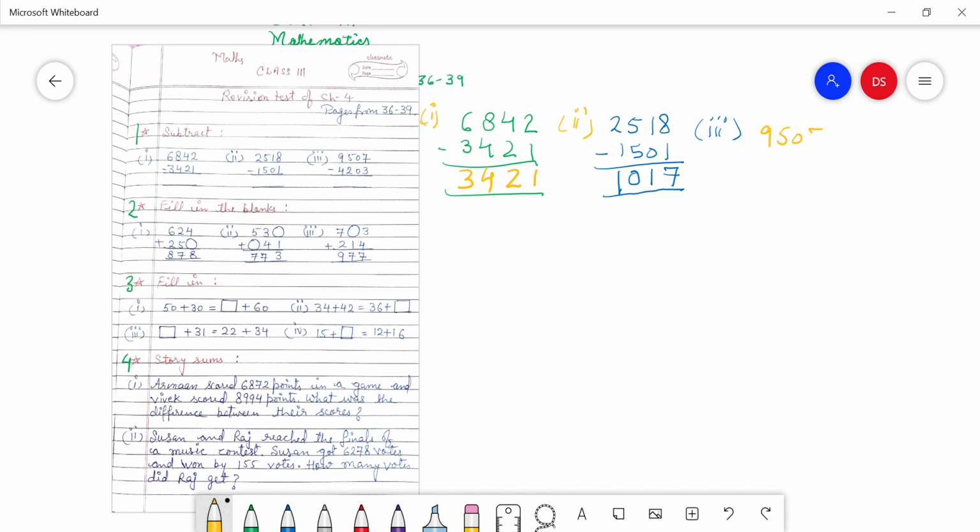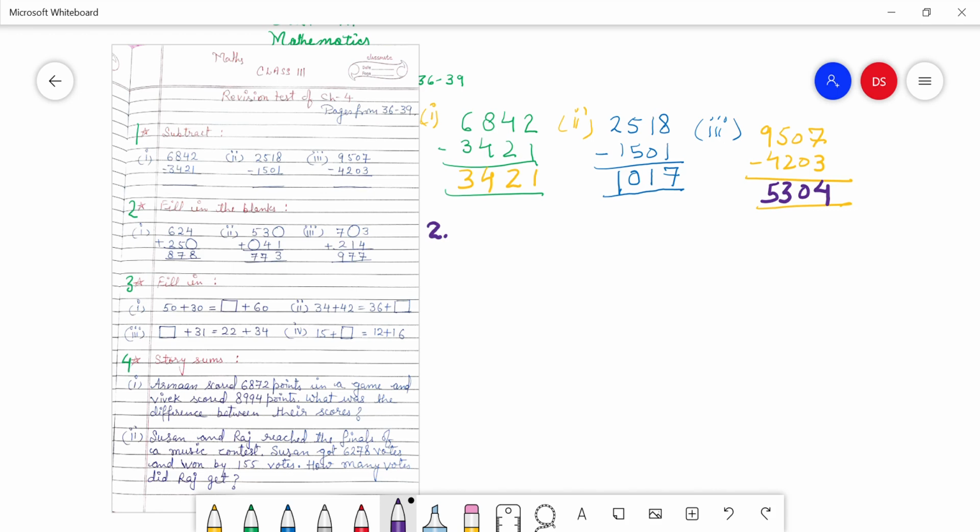Next, 9507 and 4203. We will subtract this. 5304. With this we have completed the first line. Now we will start the next line.